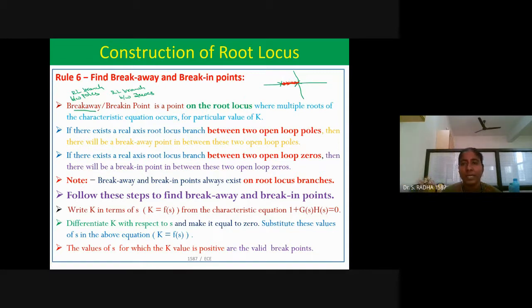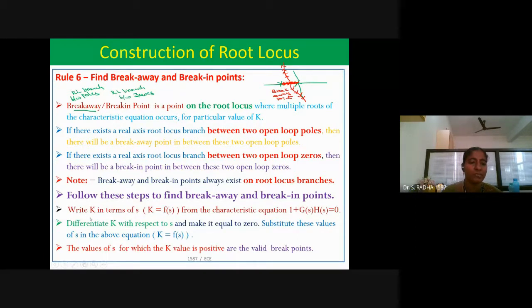At one particular point, they will be breaking away. One branch will go upside, the other branch will go downside, and they will be symmetrically moving. The fashion of drawing the upside should be similar to the downwards branch. This is the breakaway point, because the root locus branch is between poles. So the breakaway point will come.